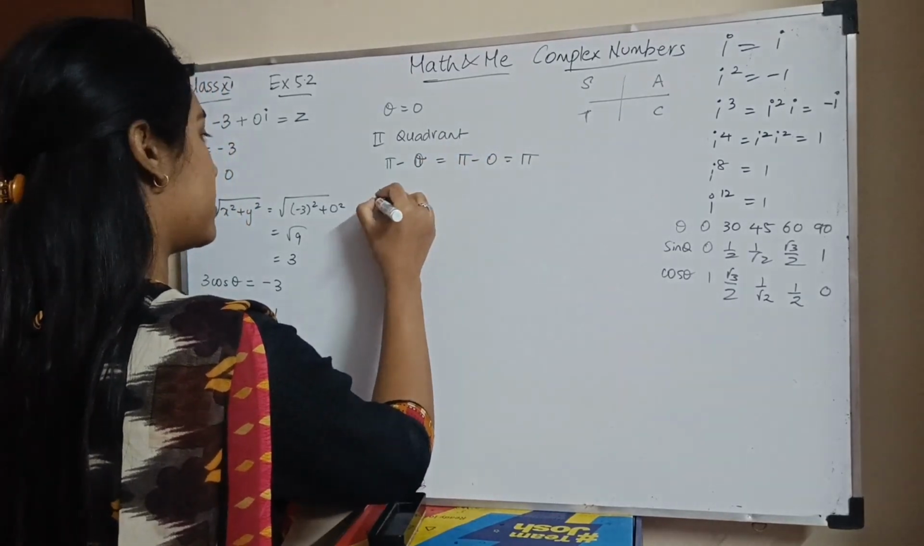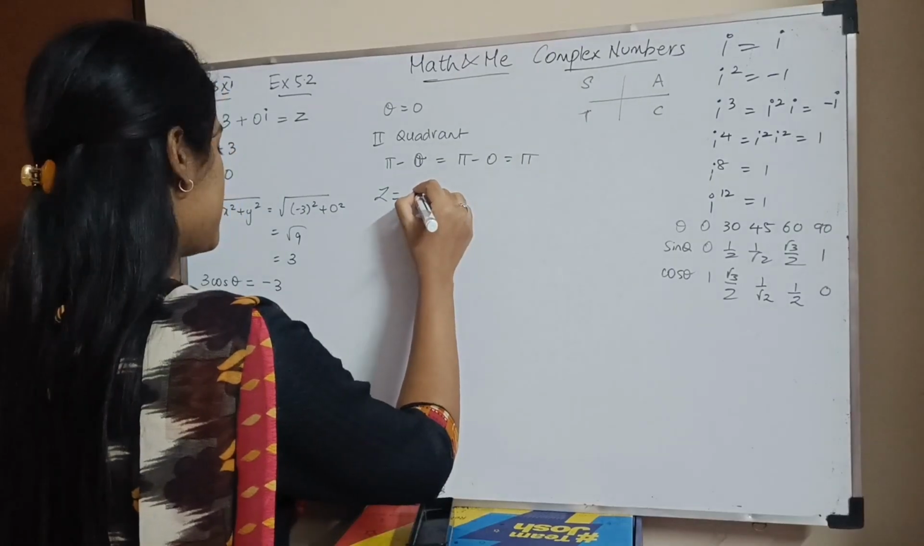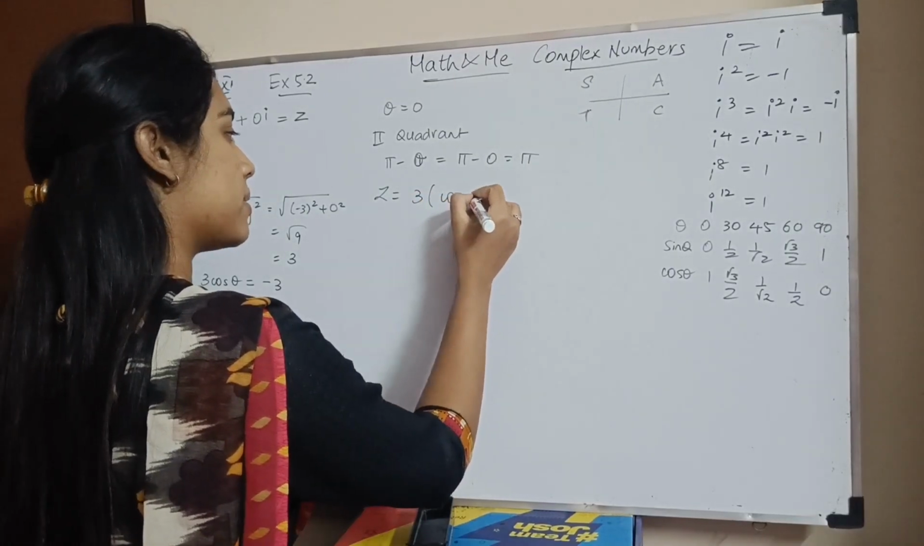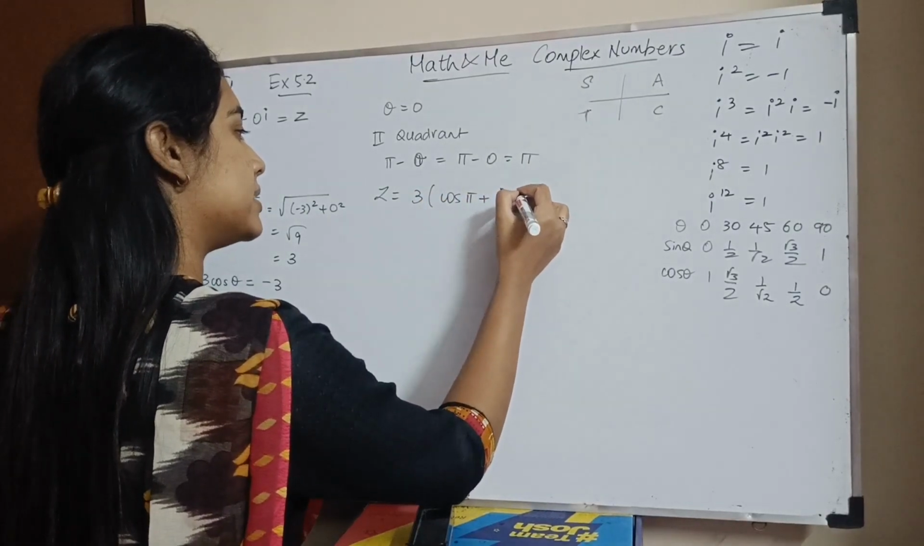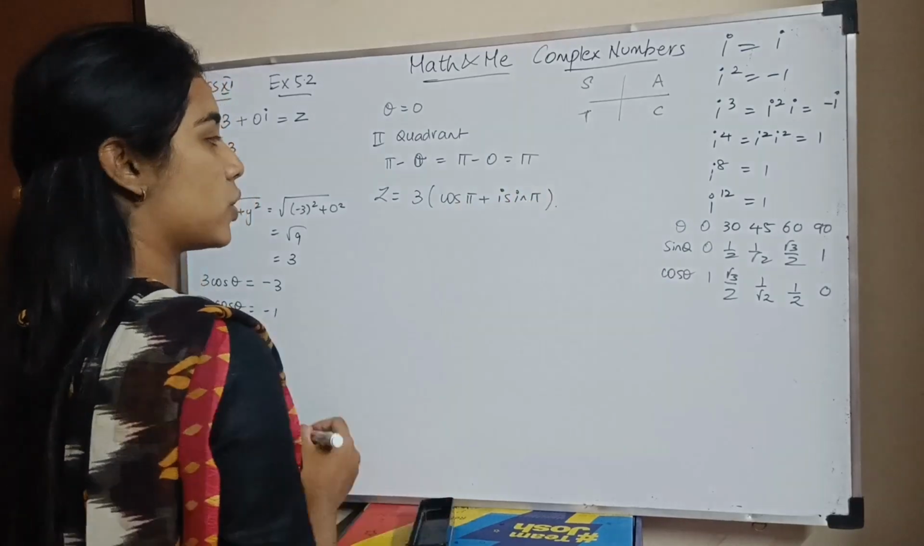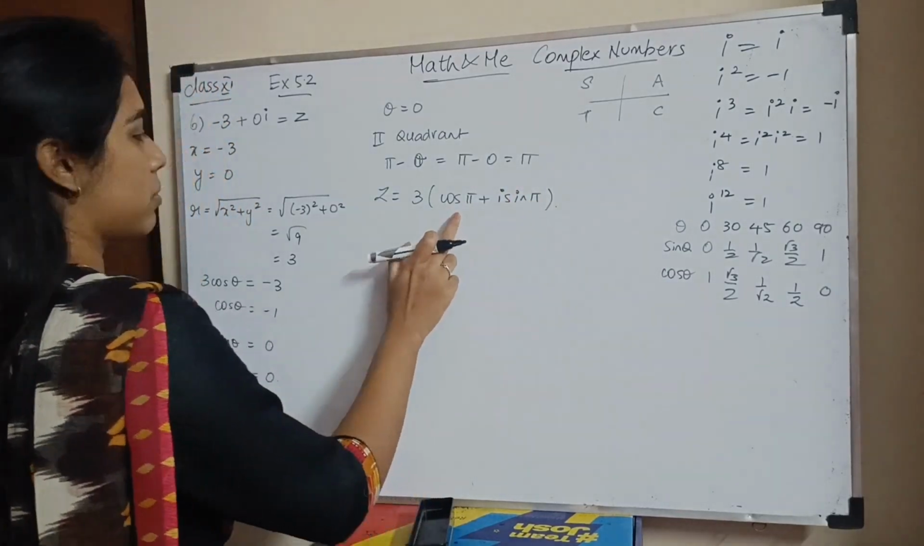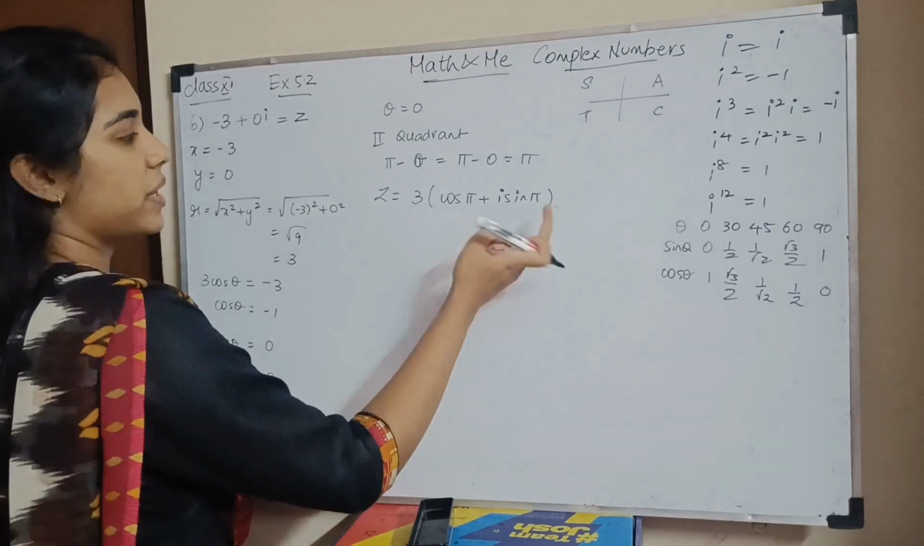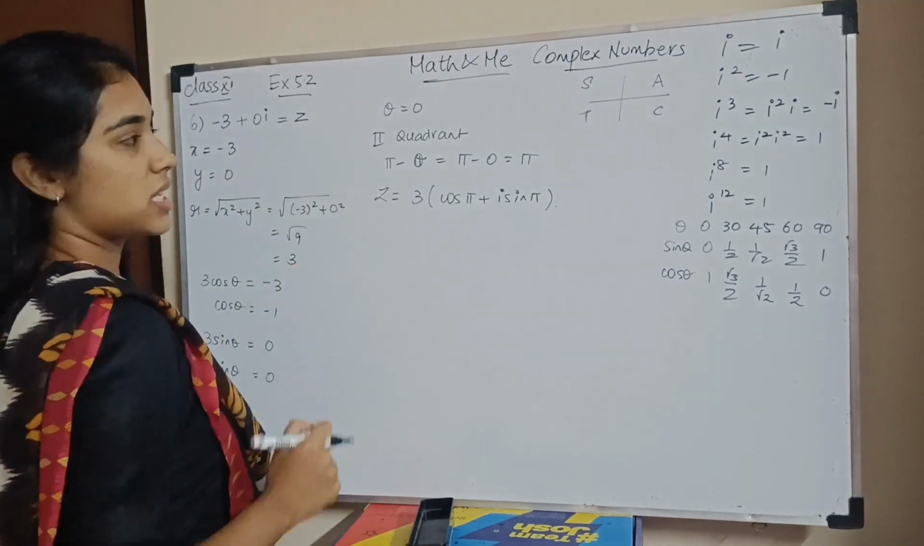So my theta will be pi minus theta, which is pi minus 0, which is pi. So polar form எப்படி எழுதுவீங்க? Z equals r times, which is 3 times cos pi plus i sin pi. Okay? Cos 180 is minus 1. Minus 1 into 3, minus 3. Sin pi is 0. So you get back the same answer. Okay?